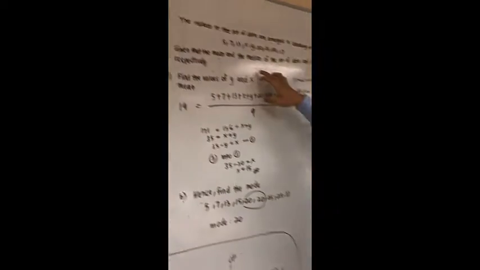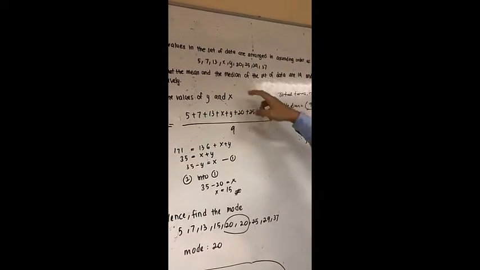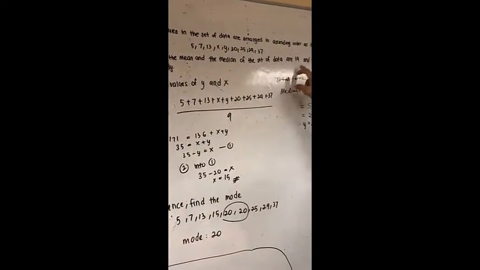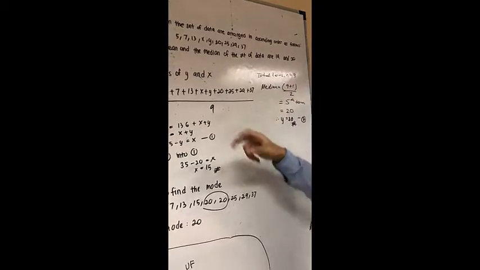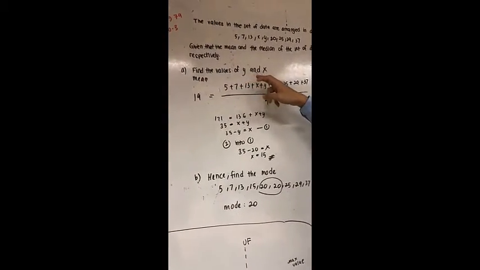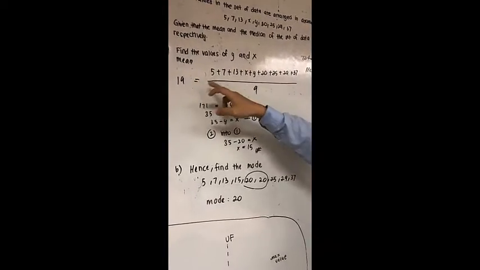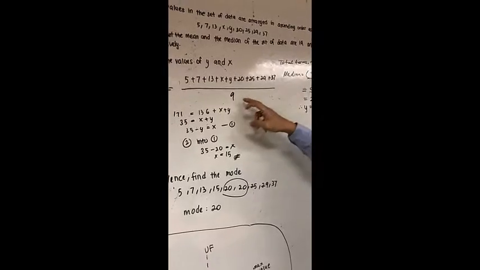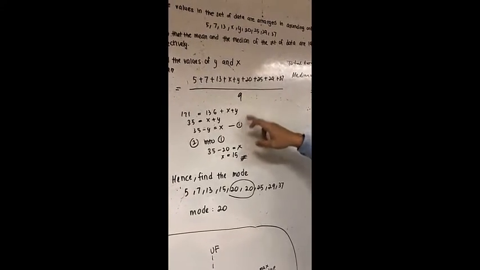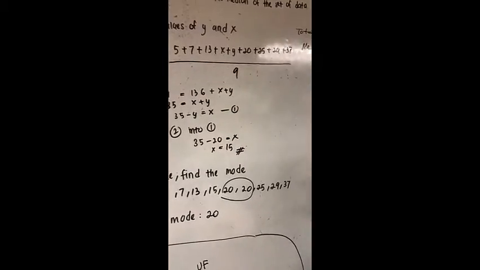So ini dia bagi itu ada 9 values. So dia sudah bagi tahu mean 19 dan median is 20. To find the value of y and s, so the mean is 19. So we add up all the terms and divide by 9. So we get our first equation. 25 equals to s plus y.